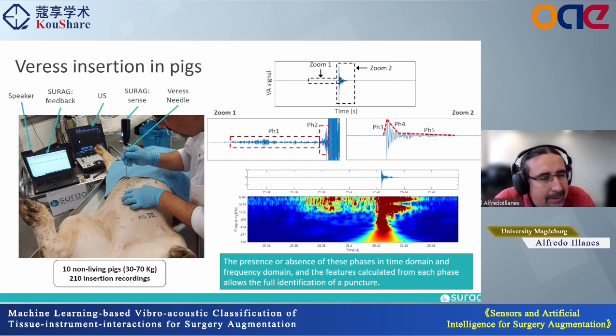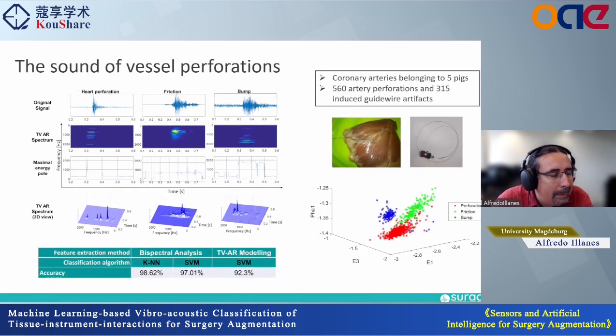We have used this technology also for, I put here the sound of vessel perforation. So in fact, when you have a guide wire, we can connect our device at the proximal end of the guide wire. And what we can do is to hear the interaction of the tip of the guide wire. And there is something very interesting, is that even if you have 1 meter of something that is not rigid, you still have a signal.